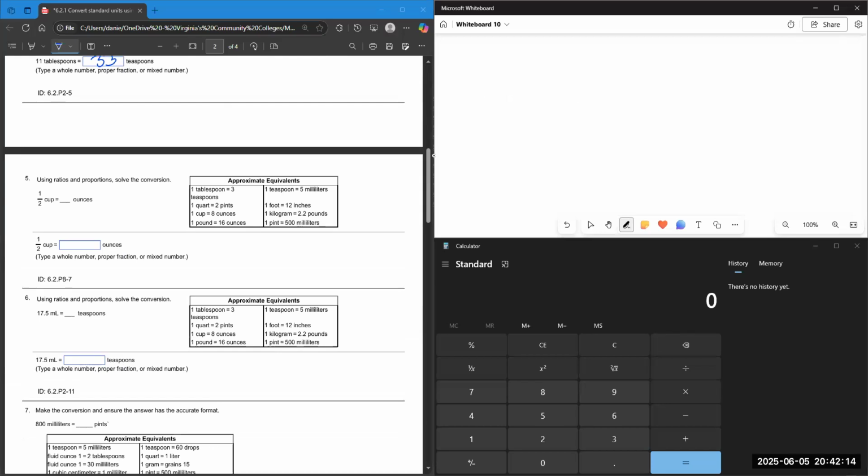Now we have half of a cup, and then we want to change that to ounces. So we have a conversion factor right there, that 1 cup is 8, and these are fluid ounces. Cups cancel. 2 goes into 8 4 times, and we have 4 fluid ounces.